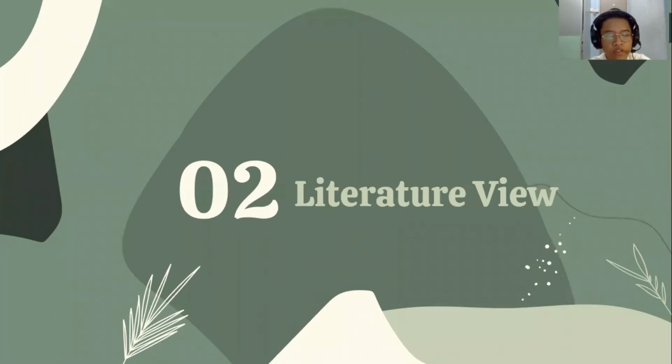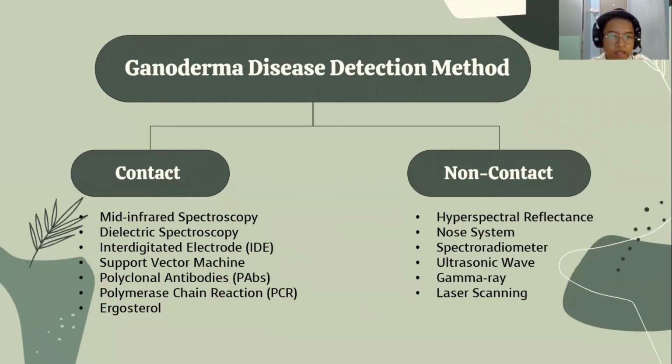Next will be the literature review. Non-destructive methods can be classified into two types, which are contact and non-contact methods. Contact methods include mid-infrared spectroscopy, dielectric spectroscopy, interdigitated electrode, support vector machine, polyclonal antibodies, polymerase chain reaction, and ergosterol. Non-contact methods include hyperspectral reflectance, nose system, spectroradiometer, ultrasonic wave, gamma ray, and laser scanning.